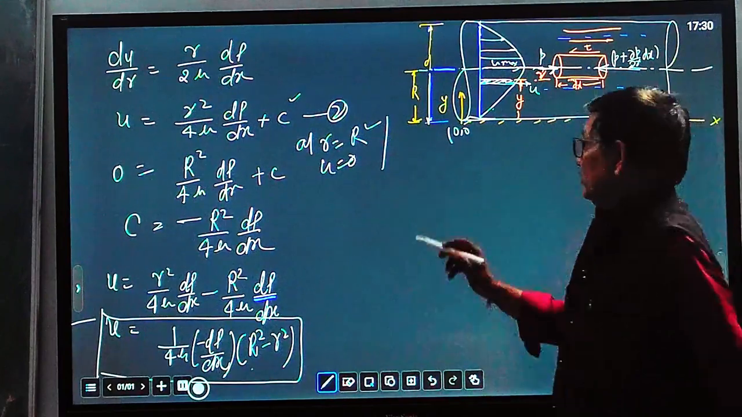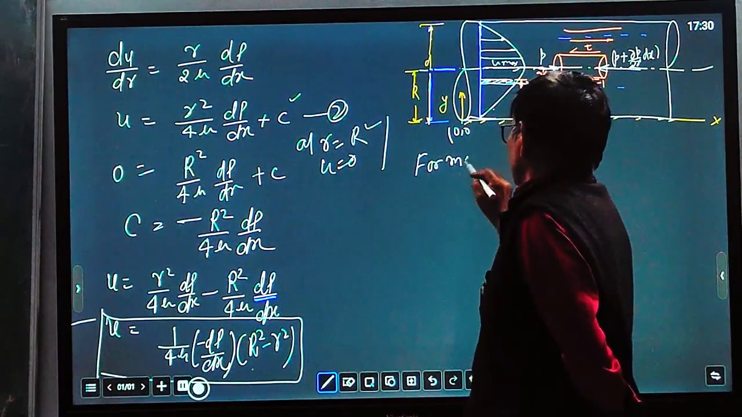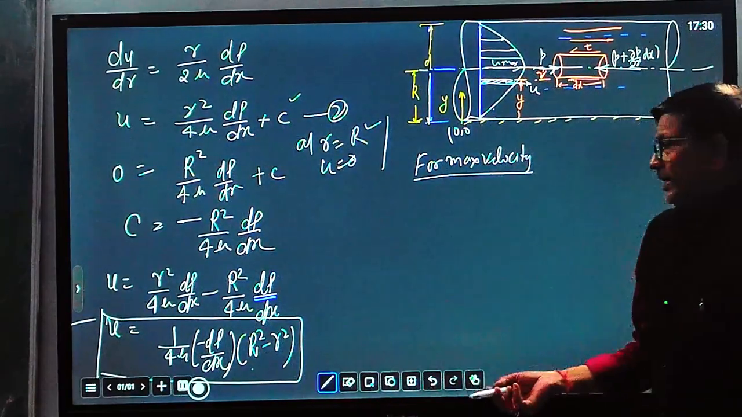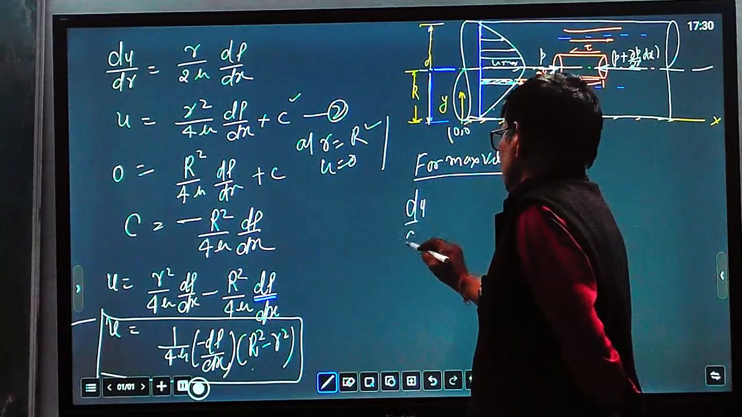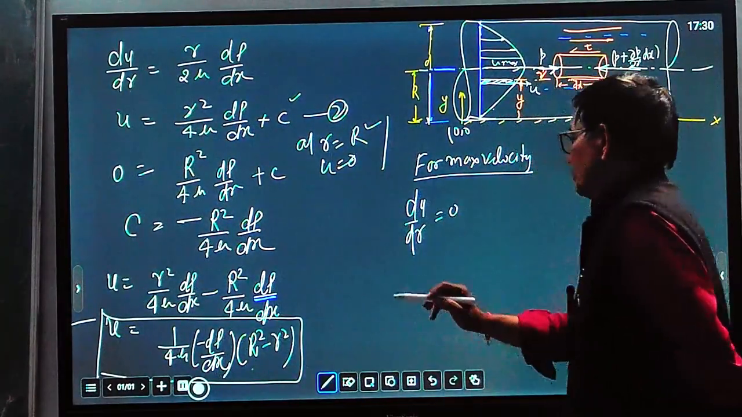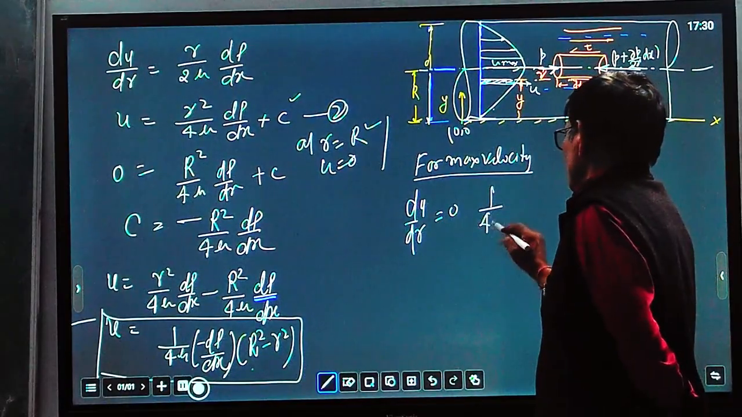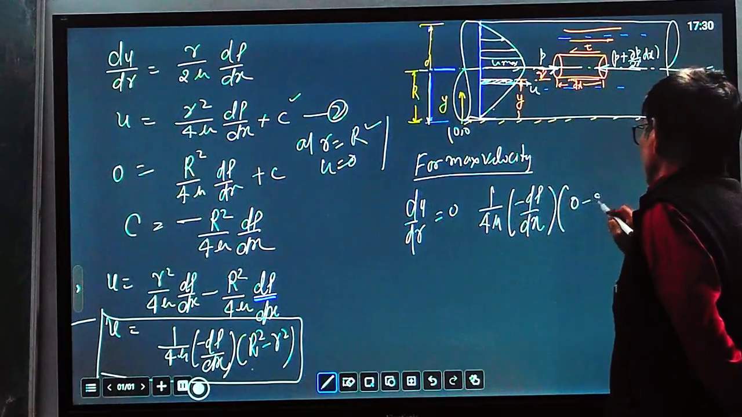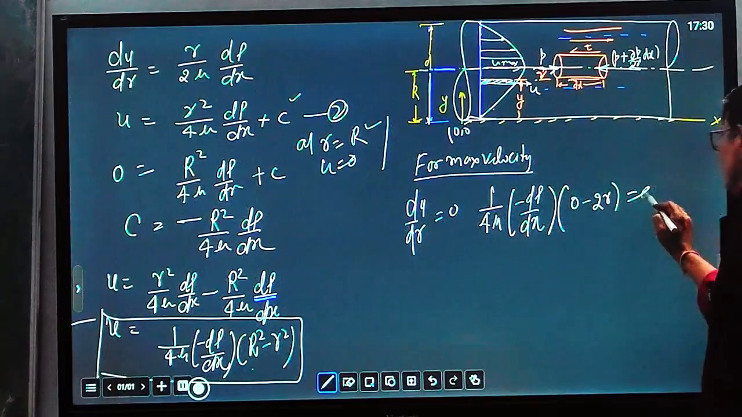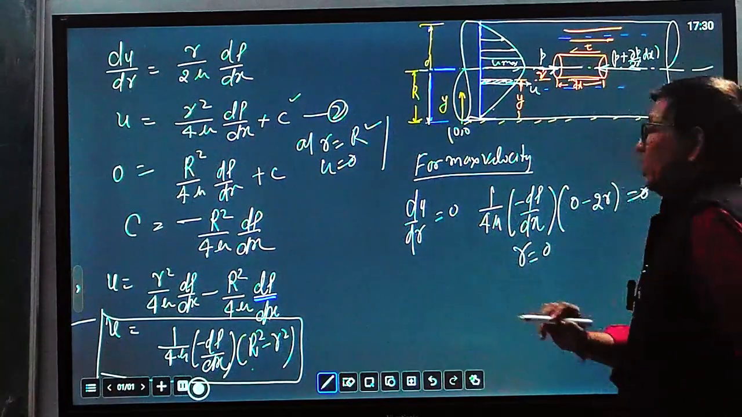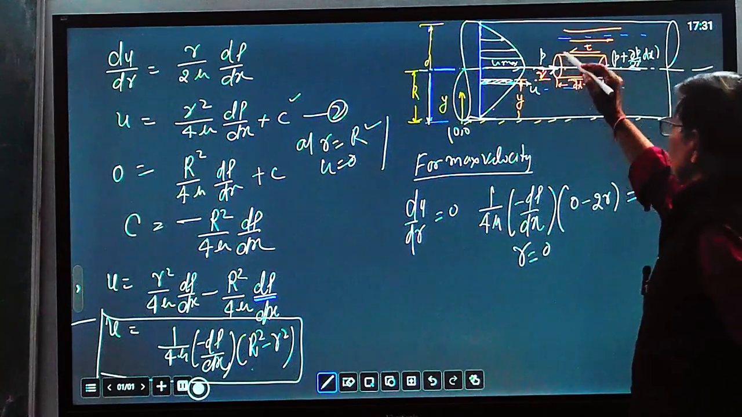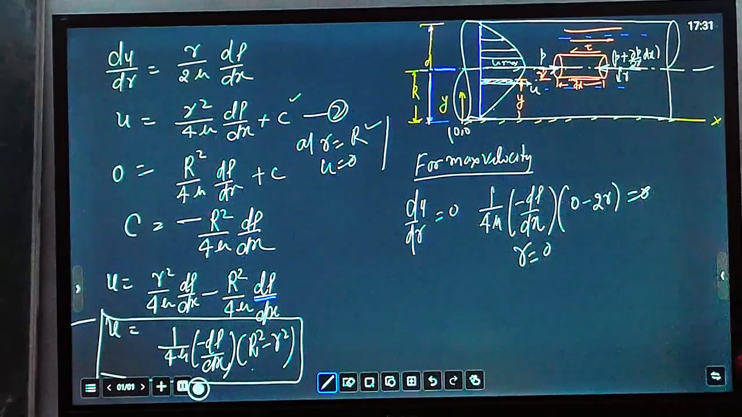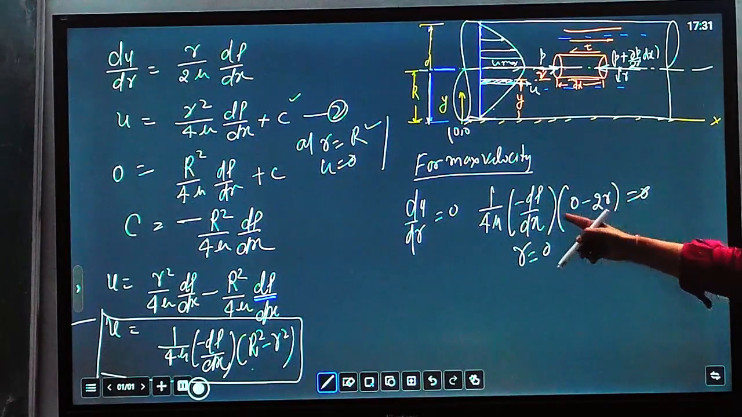So this is an equation of parabola. For maximum velocity, what is the condition? Because this is varying, where will velocity become maximum? So du over dr should be equal to 0 for maximum velocity. Differentiating this equation, 1 upon 4 mu, minus dp by dx, 0 minus 2r. When we equate this to 0, you get r equal to 0. For r equal to 0 means the central line. Here we have measured r from here. When r becomes 0, velocity becomes maximum.